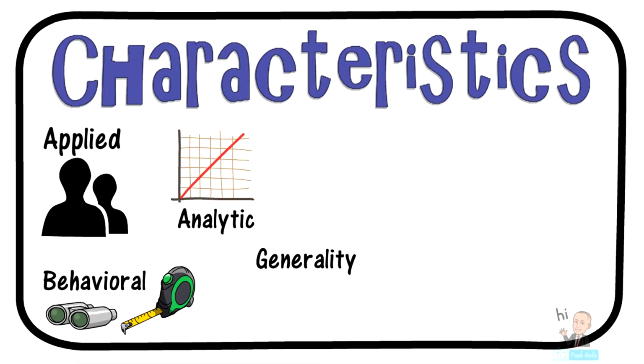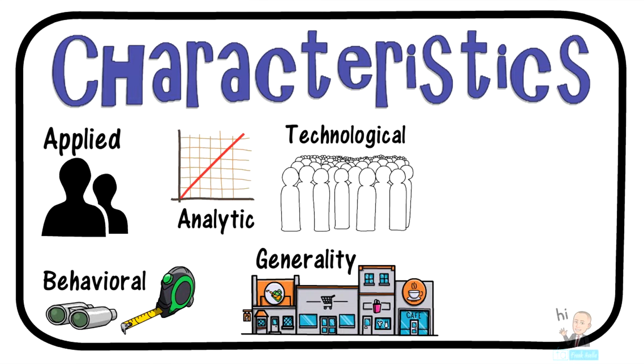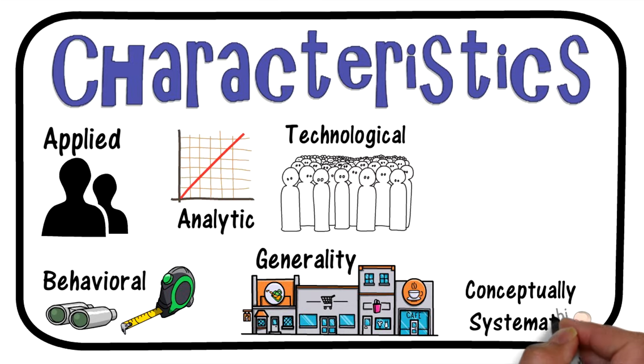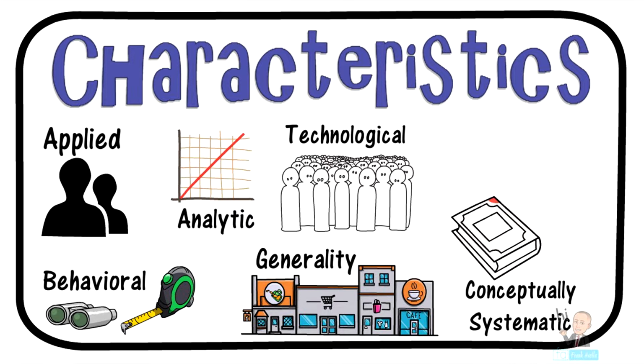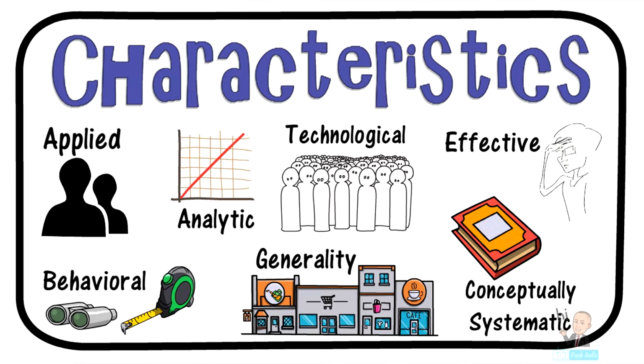Generality, the work should apply to different groups and different environments. Technological, described in a way that most researchers can understand how it is written. Next, conceptually systematic, so that the field is based on common behavior principles. And lastly, effective. The children are seeing actual results from the ABA.